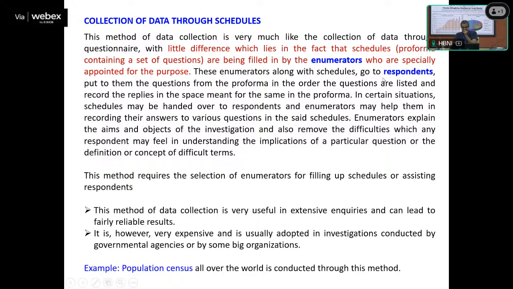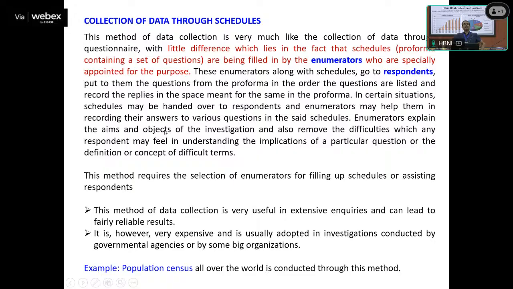These enumerators, along with schedules, go to respondents, put to them the questions from the pro forma in the order in which the questions are listed, and record the replies in the space meant for the same in the pro forma. In certain situations, schedules may be handed over to respondents and enumerators may help them in recording their answers to various questions in the schedules. Enumerators explain the aims and objectives of the investigation and also remove the difficulties which any respondent may feel in understanding the implications of a particular question or the definition of concept of difficult terms.